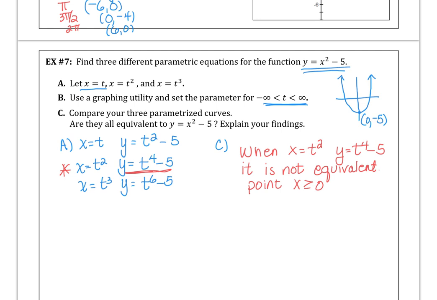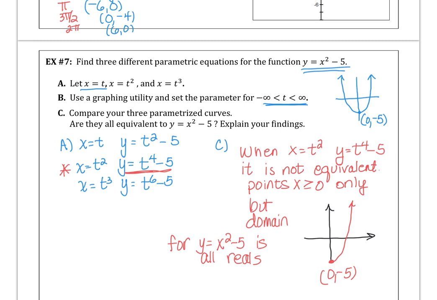And like I said, it would be great if you took your calculator and looked at that on your own. When you graph x equals t squared and y equals t to the fourth minus 5, this is the graph you get. It's not the same as our parent graph because we only got the points for x greater than or equal to 0 when the domain of our original function was all real numbers. So you could explore that on your own.